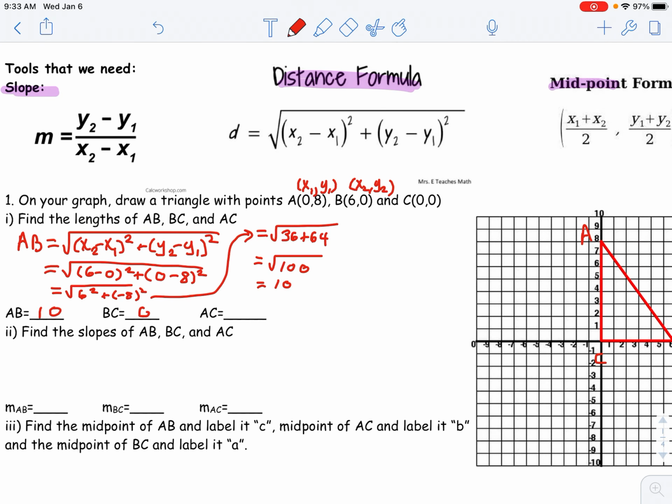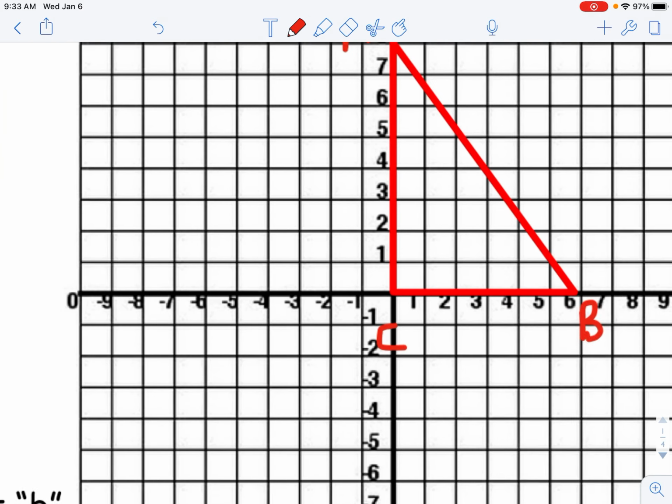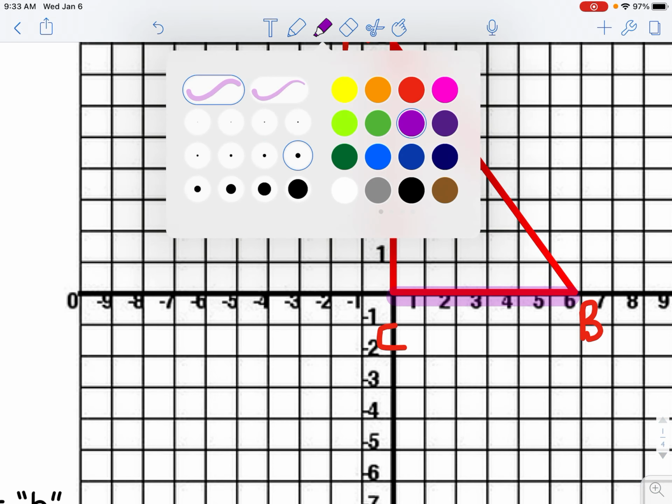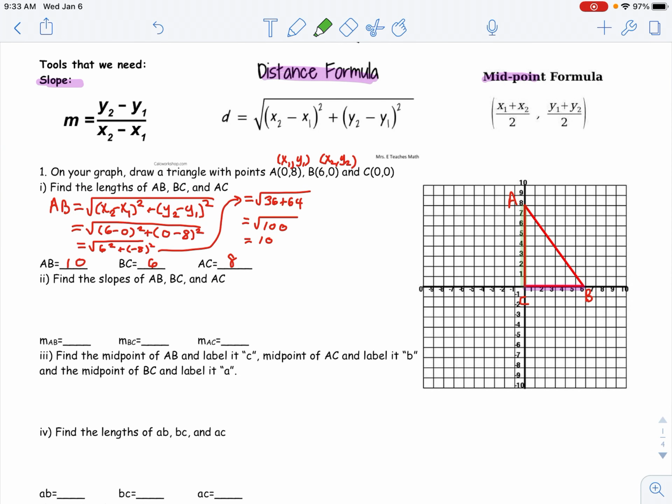BC, what's that? 6. AC, what's that? 8. Sorry, I got a little excited on those, but for these distances, I just counted. That has a length of 6. That has a length of 8. Okay, horizontal and vertical lines we can just count. I got a little excited, but that's where those numbers came from. So I found the lengths of all 3 sides of this triangle. This is a slow build-up, so stay with me.